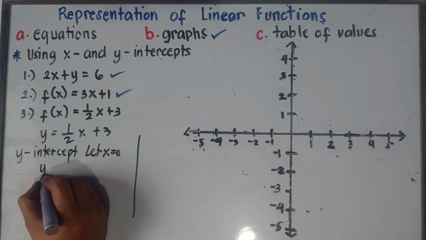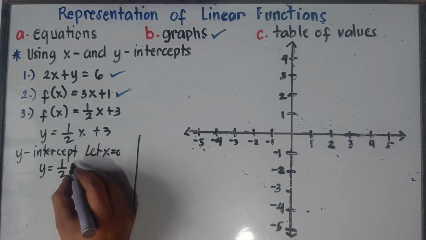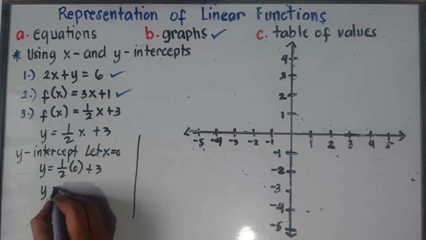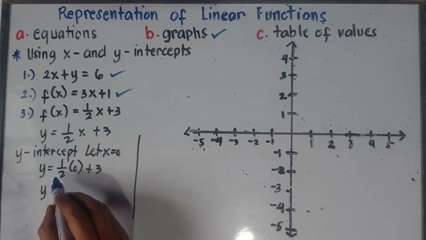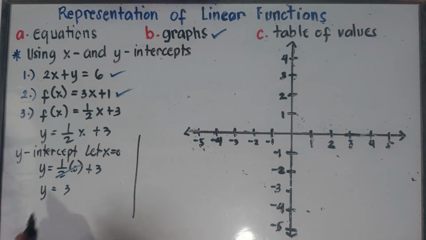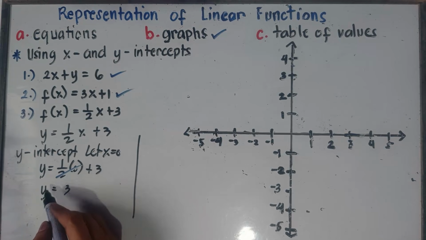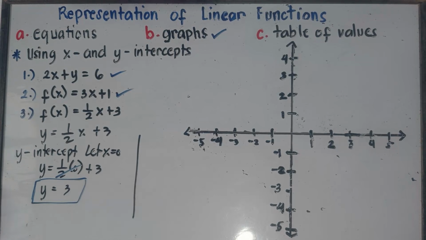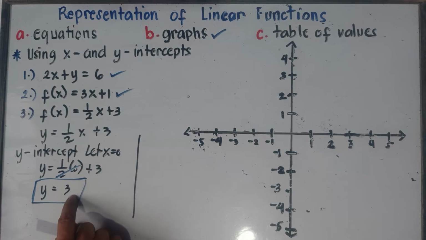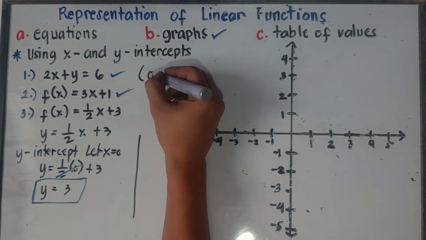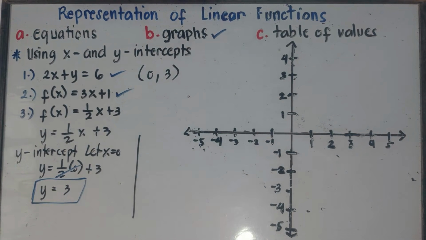So y equals 1/2 times the value of x, which is 0, plus 3. 1/2 times 0 will be 0, simply cancel this out. So y is equal to 3. So the y-intercept is 3. If x is 0, y is positive 3. Therefore, the y-intercept ordered pair is 0 for x and 3 for y.